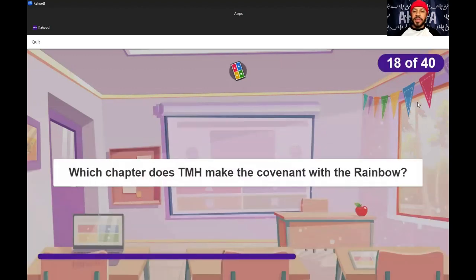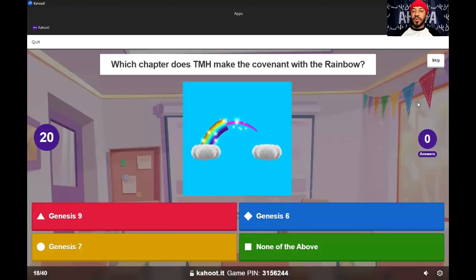Question 18. Which chapter does the Most High make the covenant with the rainbow? Red, Genesis 9. Blue, Genesis 6. Yellow, Genesis 7, or none of the above? What chapter did he make a covenant using the rainbow? Hurry, 5 seconds.